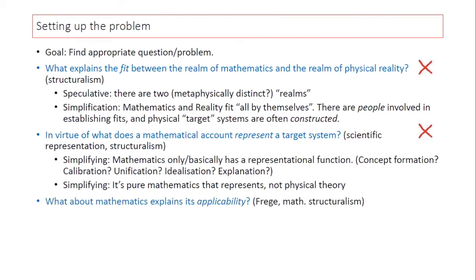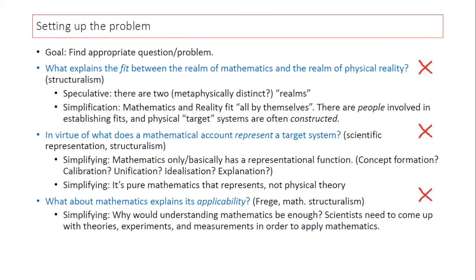A third question, what about mathematics explains its applicability? So here we think that it is maybe a property of mathematics that makes it useful for us. That has been asked by some people in the debates as well. But I think, well, why would understanding the nature of mathematics be enough? Scientists need to come up with theories, experiments, and measurements in order to apply mathematics. So it's not enough to just get the mathematics right. So I'm a bit unhappy with these ways of asking the question.